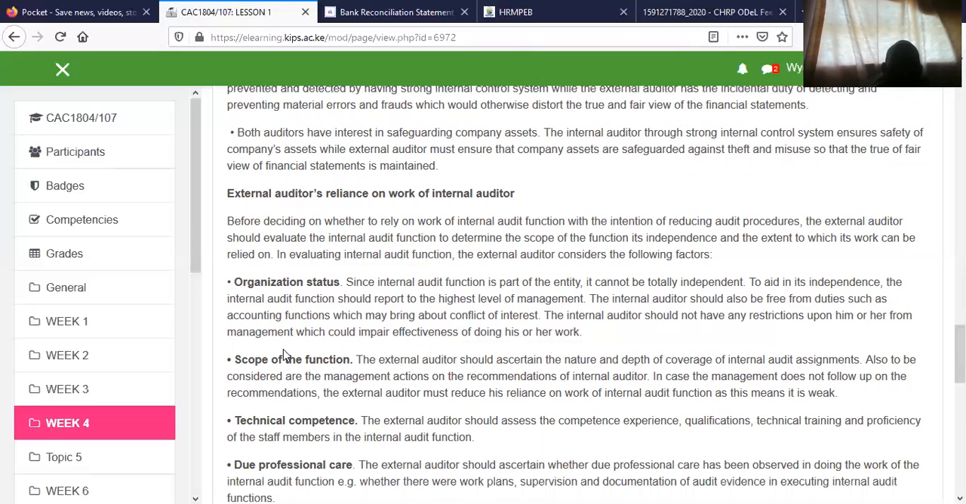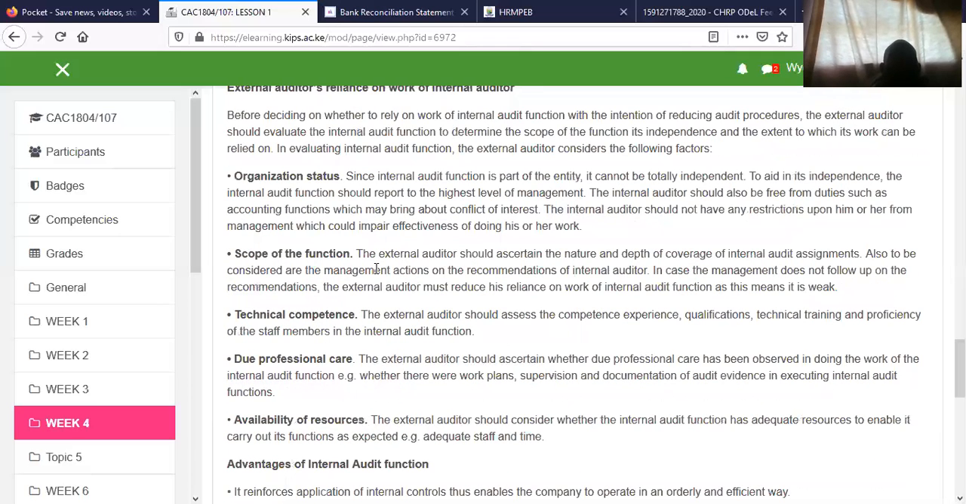Number two basis that you are going to consider is the scope of the function. How far does the internal auditor go? Does he or she cover all the areas of the organization, or does he or she cover only part of that organization? If, for example, the internal auditor is given a chance to do a thorough investigation on all the functions of that particular organization, then you can say that the report that is going to the table is going to be very comprehensive, and the external auditor can also rely on the information given thereon.